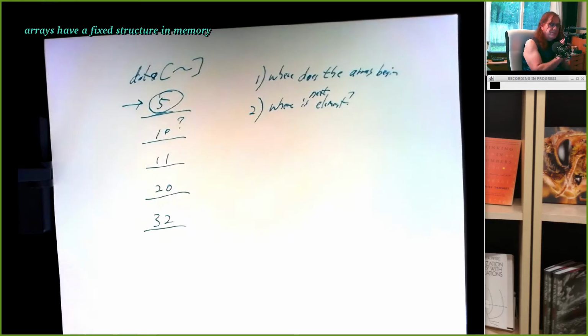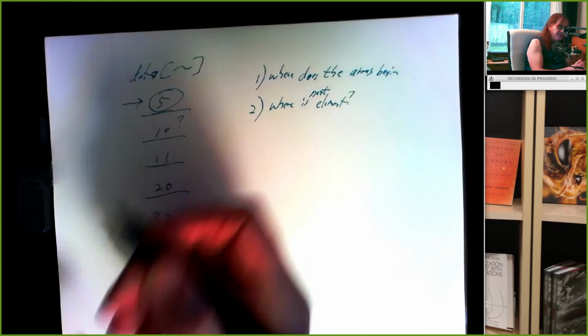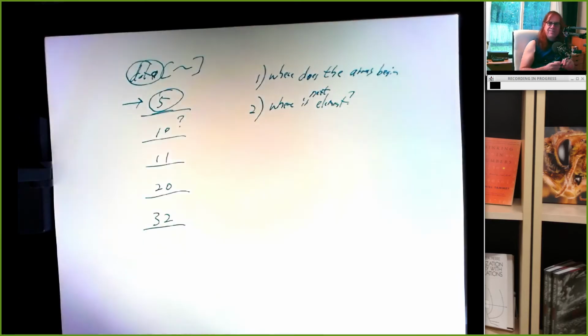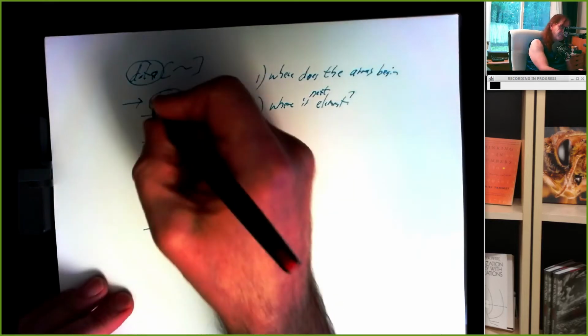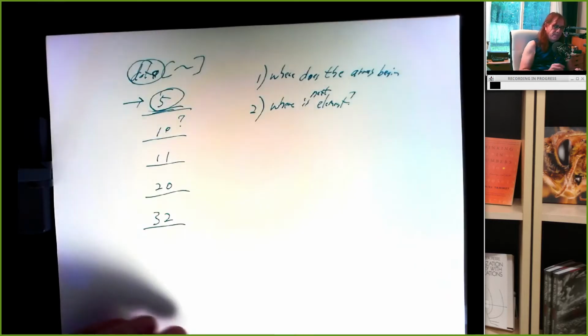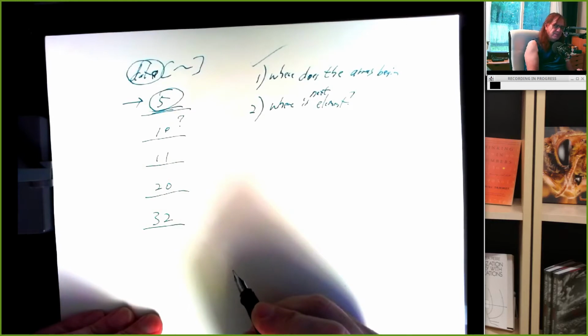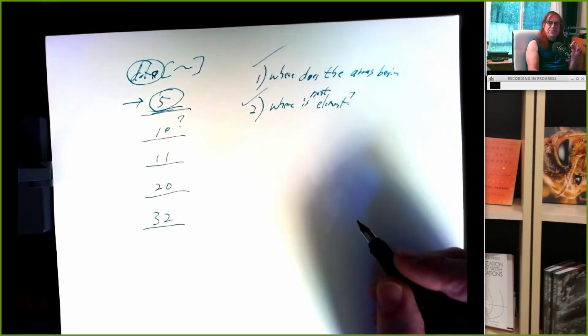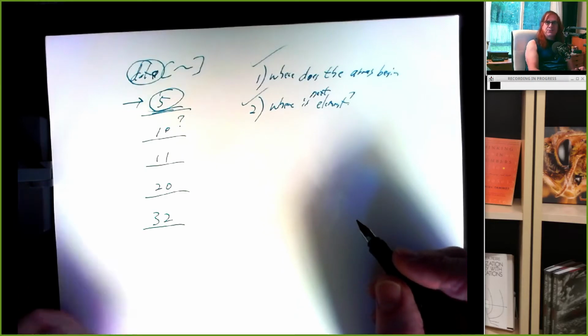Alright, so here's the thing. Arrays have a fixed structure in memory. Where the array begins, well, that's the value of this variable data. If we make an array called data, D-A-T-A, the value of that variable is the address in memory where the first element is stored. So that takes care of the first requirement. Where's the next element? It's the previous element plus however big the thing is that you're storing in the array.